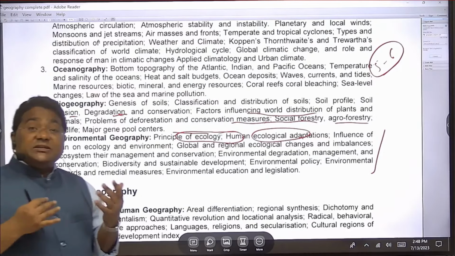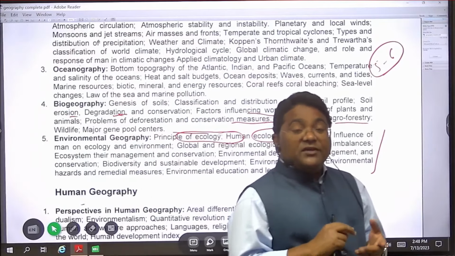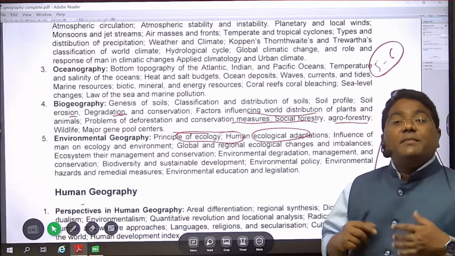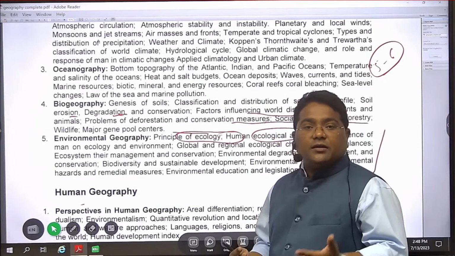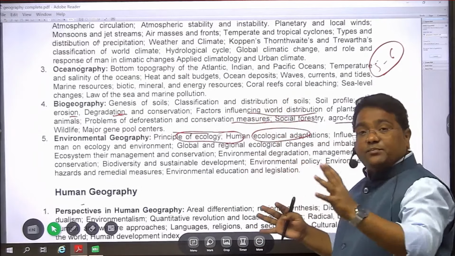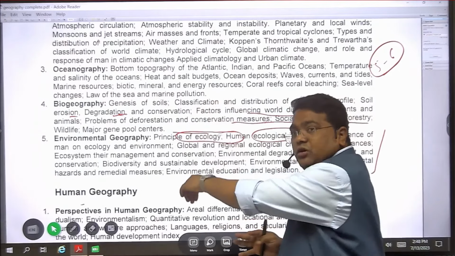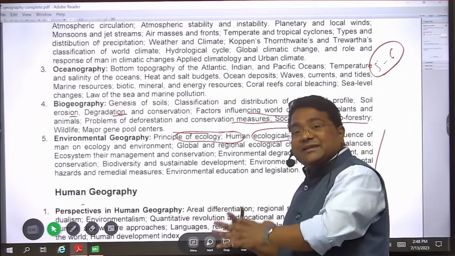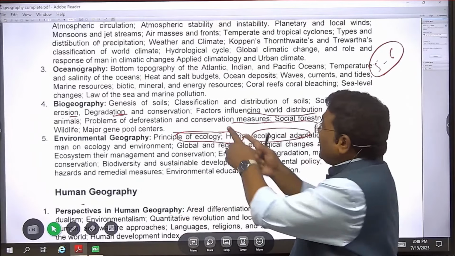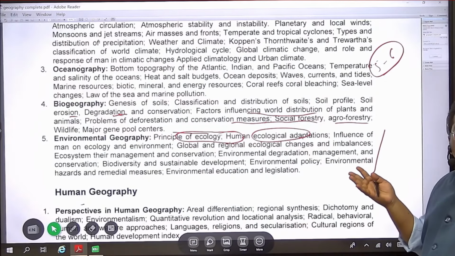And pelagic deposits, salinity of the ocean, temperature of the ocean, and marine resources of the ocean. All the points, whatever we are covering, heat budget of the ocean. So these topics are in the geography and the same in the GS also. You are not reading any new thing. Just see, we are not having any new thing.